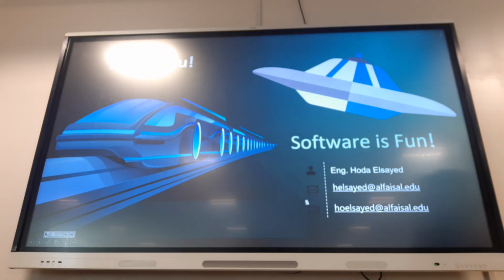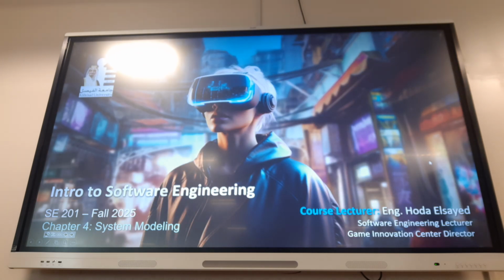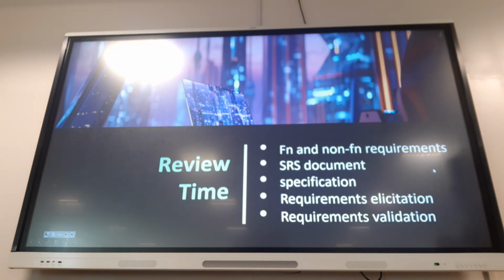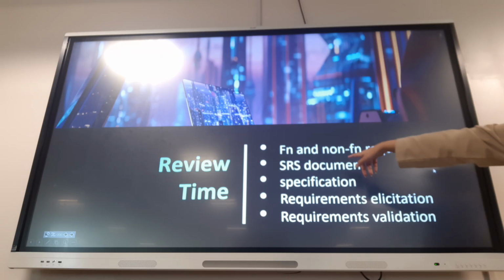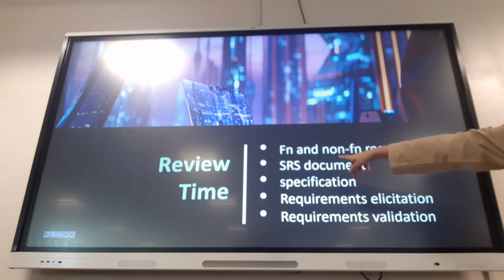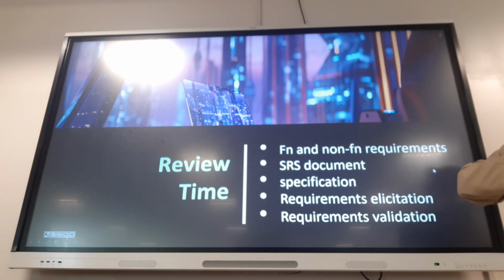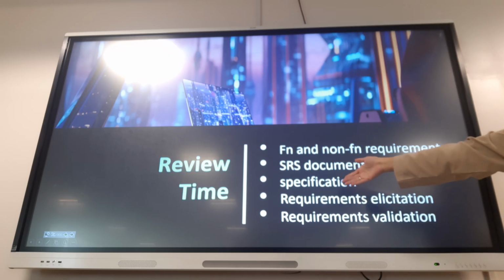All right, that ends our third chapter, which is mostly focusing on requirements. A quick recap on what we covered in this chapter. We were talking about functional requirements, non-functional requirements. We differentiate them by saying what and how, exactly. And we also talked about the SRS document, right?